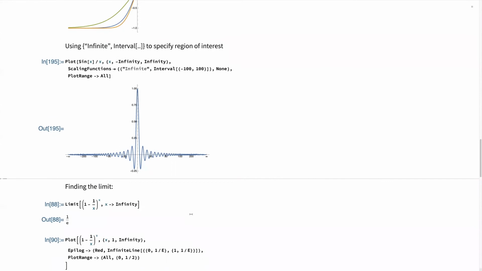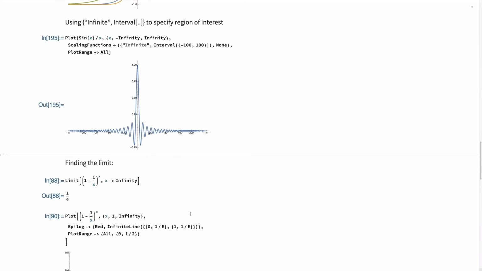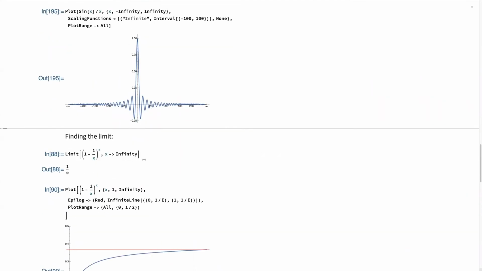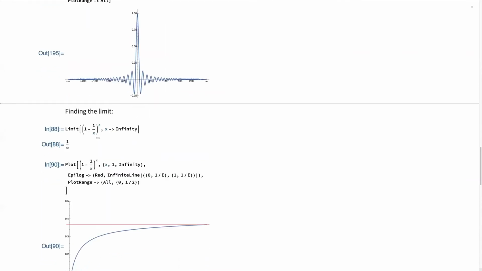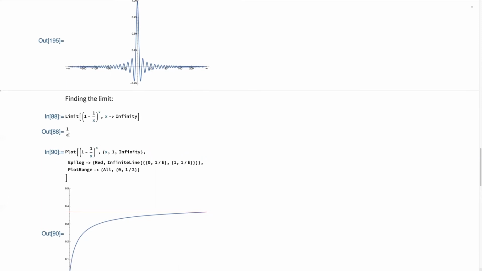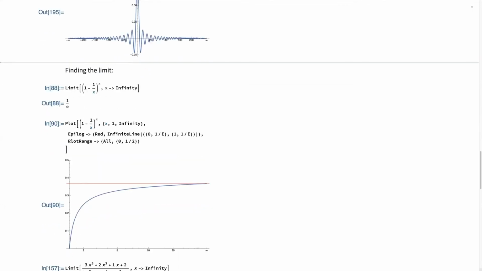The application of infinite scale automatically finds the limit and visualizes the limit on the plot. Brett also mentioned this in his talk. For example, to find the limit of this function, we can use the system function Limit when x goes to infinity. So it is 1 over the exponential constant. We can just plot this function, and then you can see that at infinity, it just touches this point.